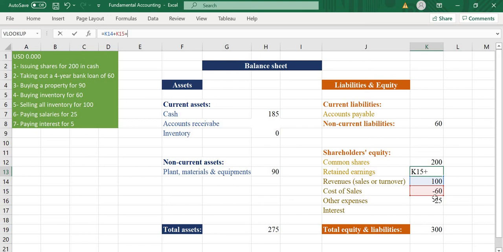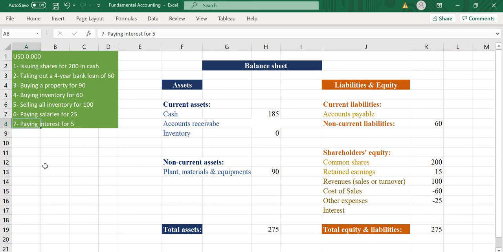Revenues minus the cost of sales and minus other expenses. So you can see the total assets now still equal total equity and liability when we have already calculated retained earnings again.